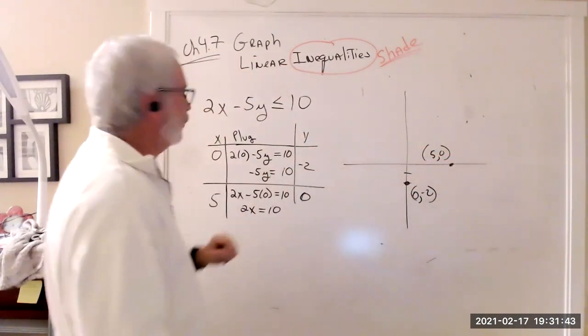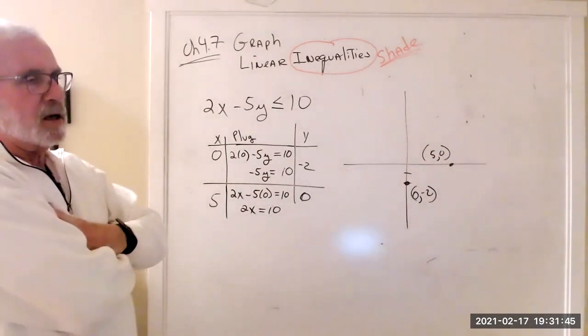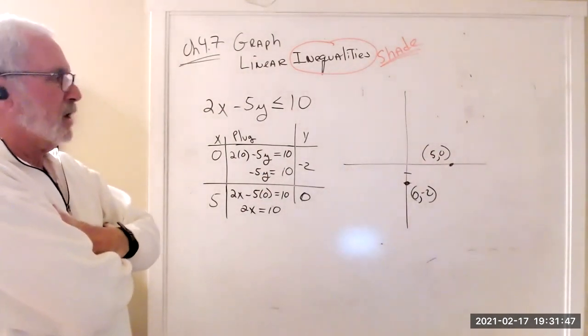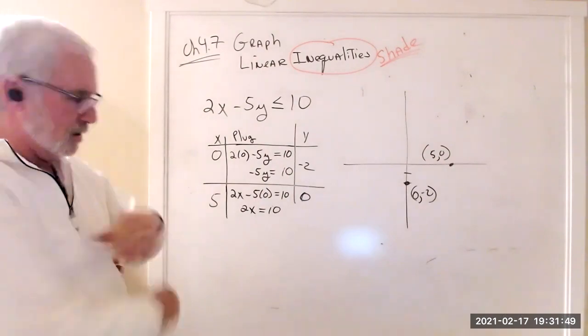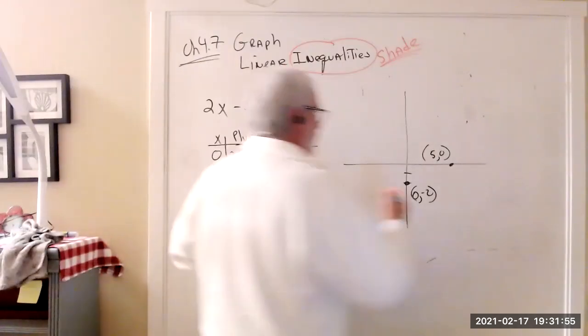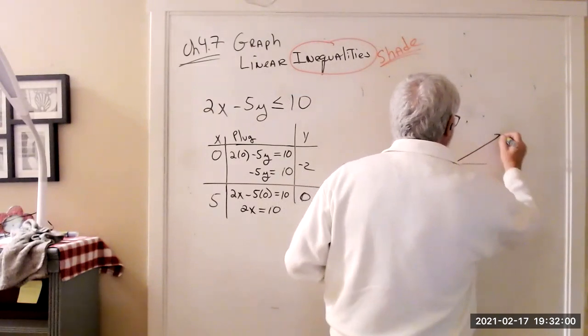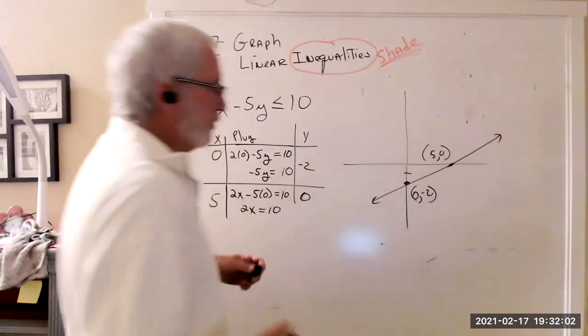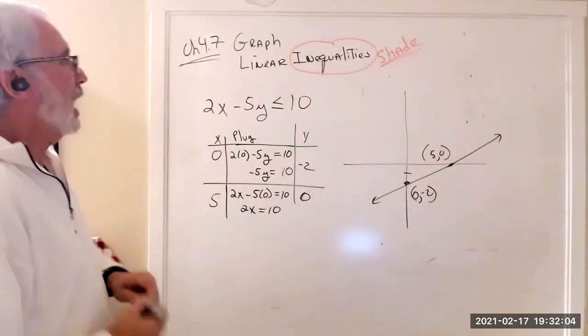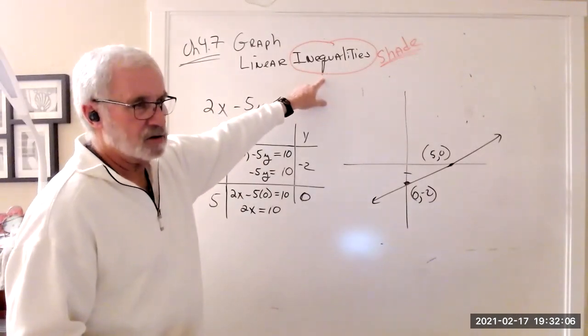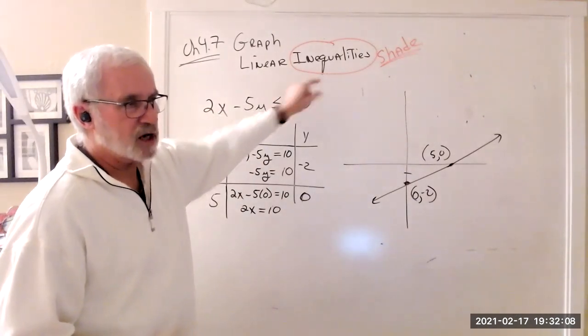Okay, question: will this line be a solid line or a dotted line? Solid, because of the equal sign. So it's going to be a solid line. Now, I've graphed it, I've done everything, but I still have to shade.